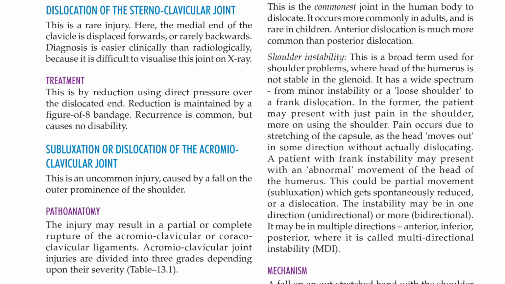So what is shoulder instability? This is a broad term used for any shoulder problem, where the head of humerus is not stable in the glenoid. It has a wide spectrum, from minor instability to a loose shoulder to frank dislocation.